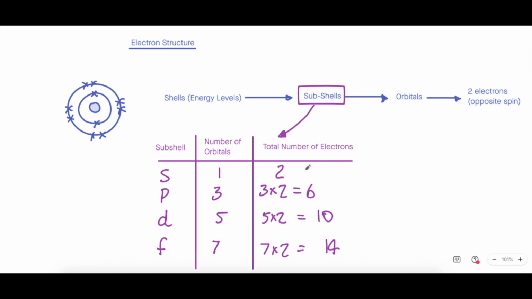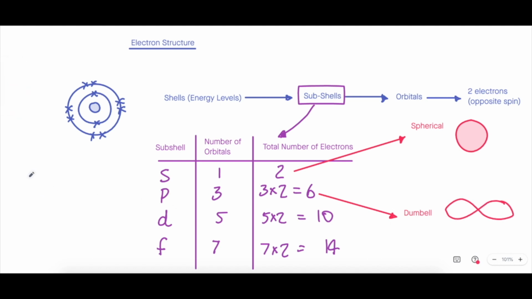Now, for the S and the P subshells, you need to know a bit more information about how they look like. So an S subshell has a spherical shape. So in an exam, if they ask you to draw an S subshell, you just need to draw a circle. For a P subshell, it's a bit different. We say it has a dumbbell shape, which looks like this. It's basically like an infinity sign, and that's how you draw it in an exam. Okay, so let's see how these subshells relate to the energy levels or shells.